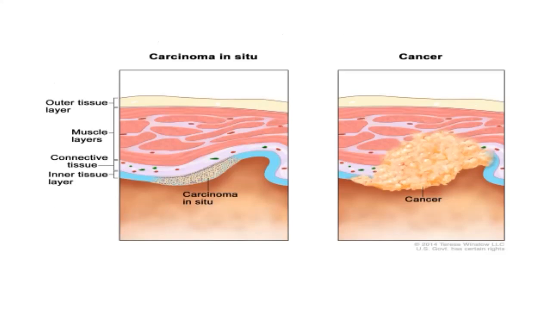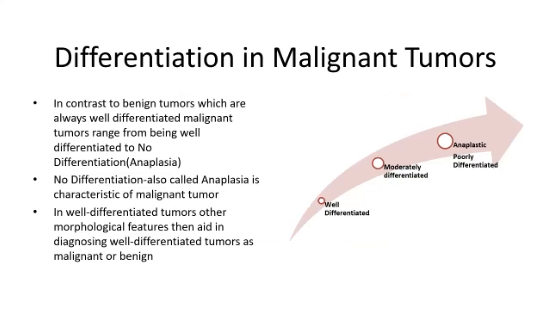If you see here, it has not yet crossed the basement membrane. It is called carcinoma in situ. Where it has crossed the basement membrane and has this invasive component, it is called cancer. So, differentiation in malignant tumors: malignant tumors also have different levels of dysplasia. They are well differentiated, moderately differentiated, or poorly differentiated.